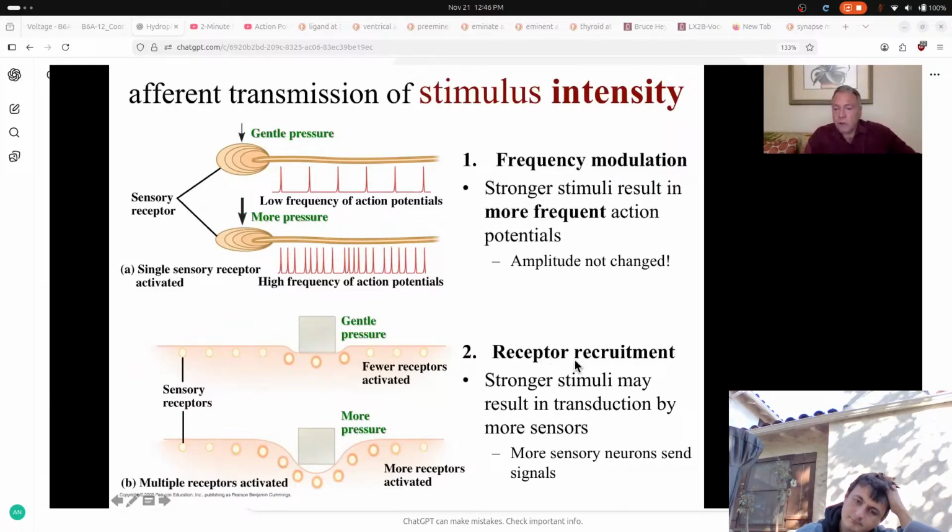Now, sometimes you also get what's called receptor recruitment, meaning that the stronger the stimulus is, the more receptors you're going to stimulate. So here, for example, with gentle pressure, you're stretching this part of the skin, so those are the receptors that are firing. You push it harder, and now you're stretching more of the skin, and so your brain is going to be receiving signals from more receptors. It's going to assume that's a stronger signal. So that's another way that the brain can receive information that it will interpret as a stronger signal.